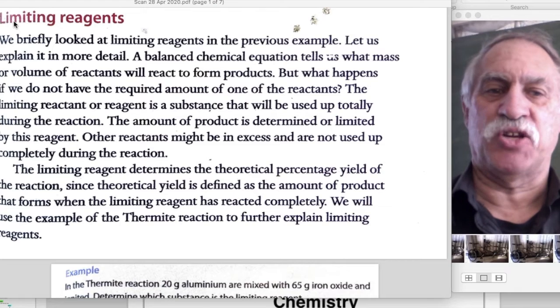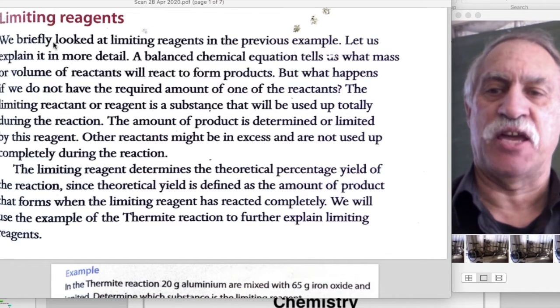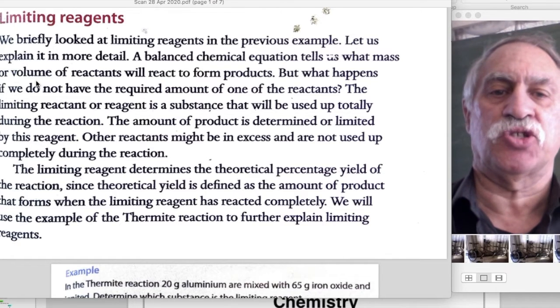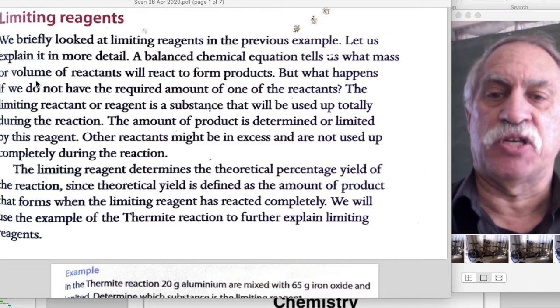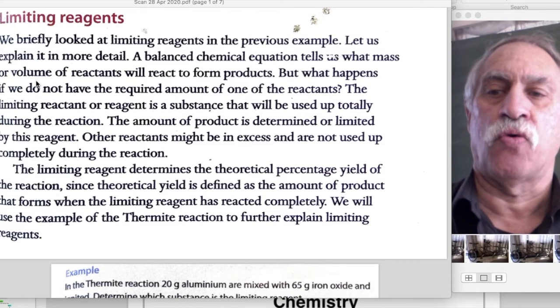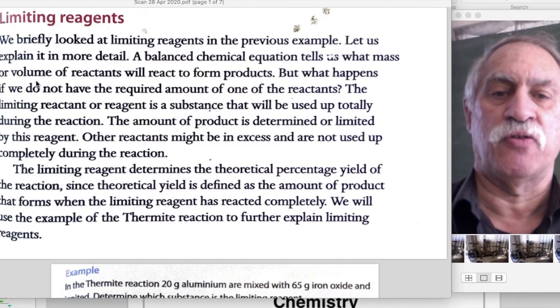Here we are on page 193 of Study and Master Grade 11, Limiting Reagents. We briefly looked at limiting reagents in the previous example. Let us explain it in more detail. A balanced chemical equation tells us what mass or volume of reactants will react to form products. But what happens if we do not have the required amount of one of the reactants?